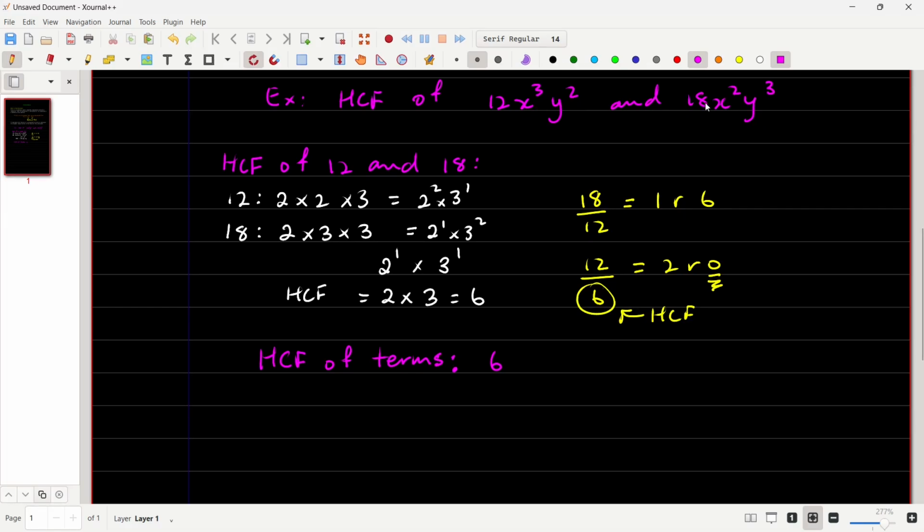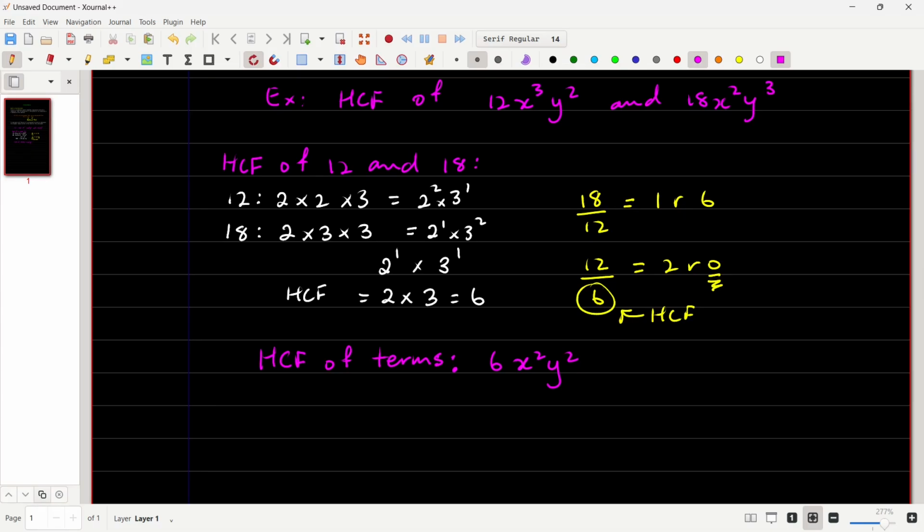So x is a common variable, and the lowest power is x to the second. Similarly for y to the second and y to the third, the lowest power between the two of them is y to the second. And this here is the HCF of the terms 12x to the third y to the second and 18x to the second y to the third.